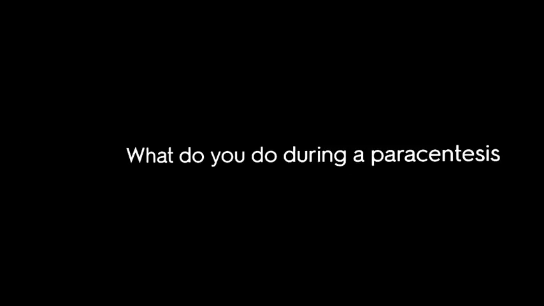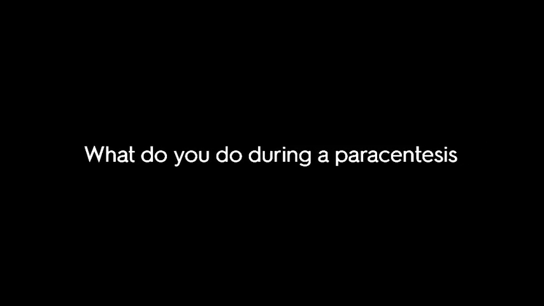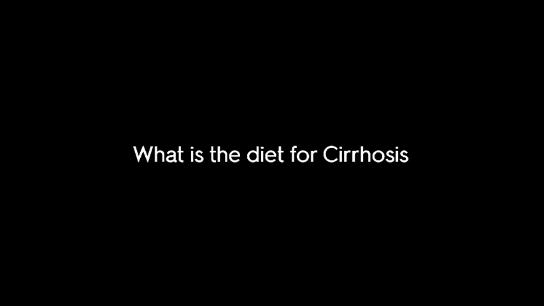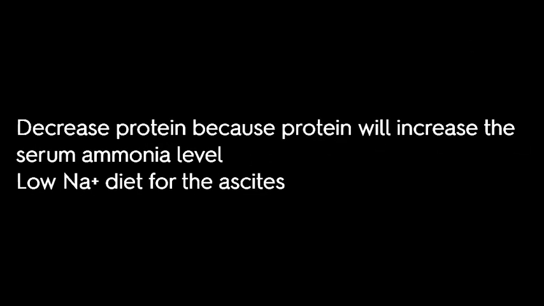Removal of fluid from the peritoneal cavity. What do you do during a paracentesis? Have the client void, position the client sitting up and check the vital signs. Anytime you are pulling fluids, you can do what? Throw them into shock. What is the diet for cirrhosis? Decrease protein, because protein will increase the serum ammonia level, and low Na plus diet for the ascites.